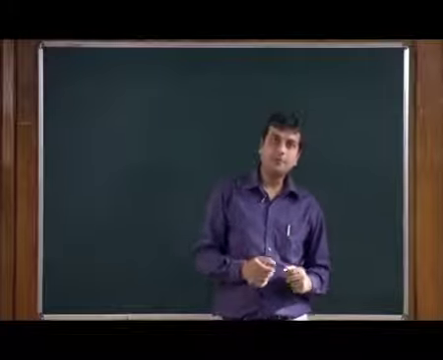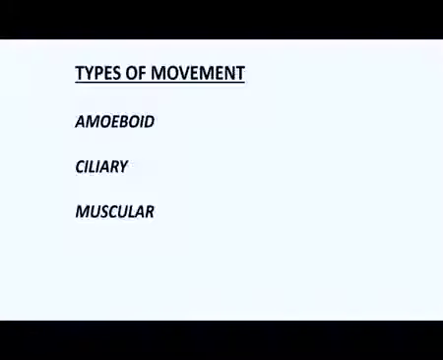Now, we will move on to the next slide, where we can see what the types of movement are. If you grossly divide the types of movement, we can nicely say that there are three types. One is called amoeboid movement, which comes from the amoeba, which is what the amoeba does. Another is called ciliary movement, and then we have muscular movement. We will go and discuss these three movements individually in detail.